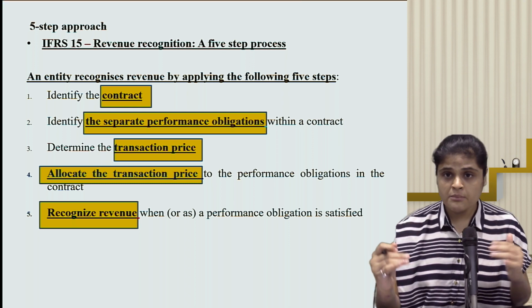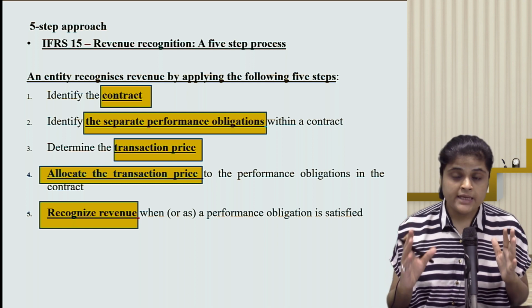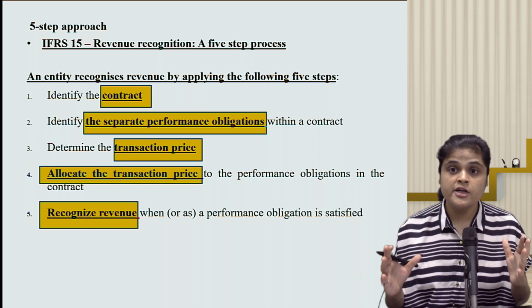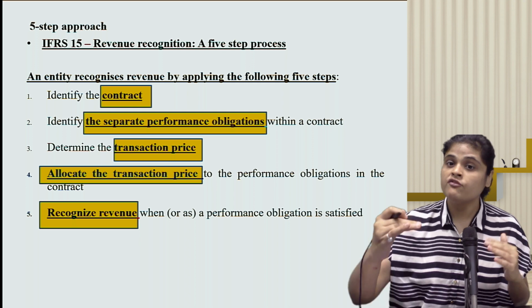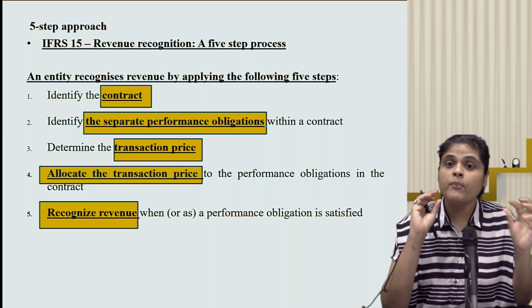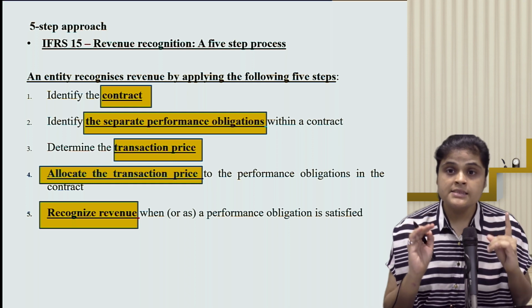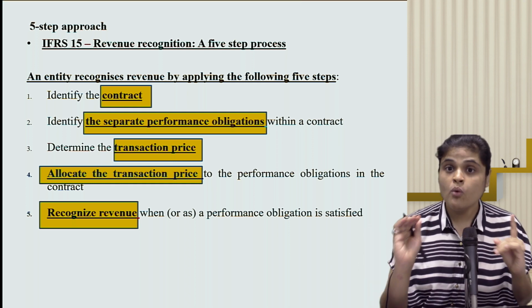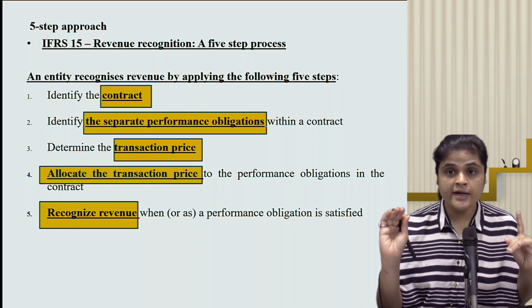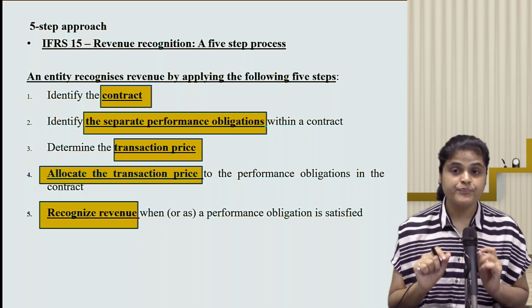Okay, so quickly let's summarize the 5 steps. Yes, the entire standard is divided into 5 steps in details. We are just trying to understand the points that we have learned so far. The first one is the seller can record revenue only when he has identified the contract. There should be a contract.